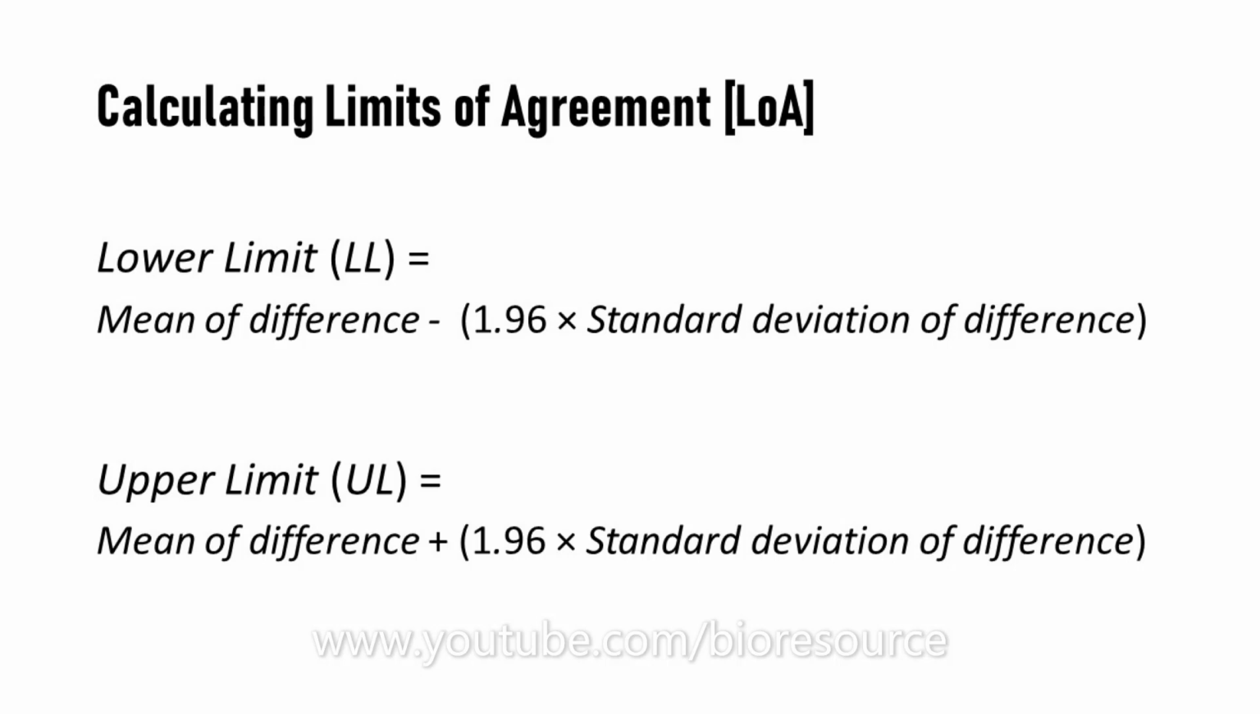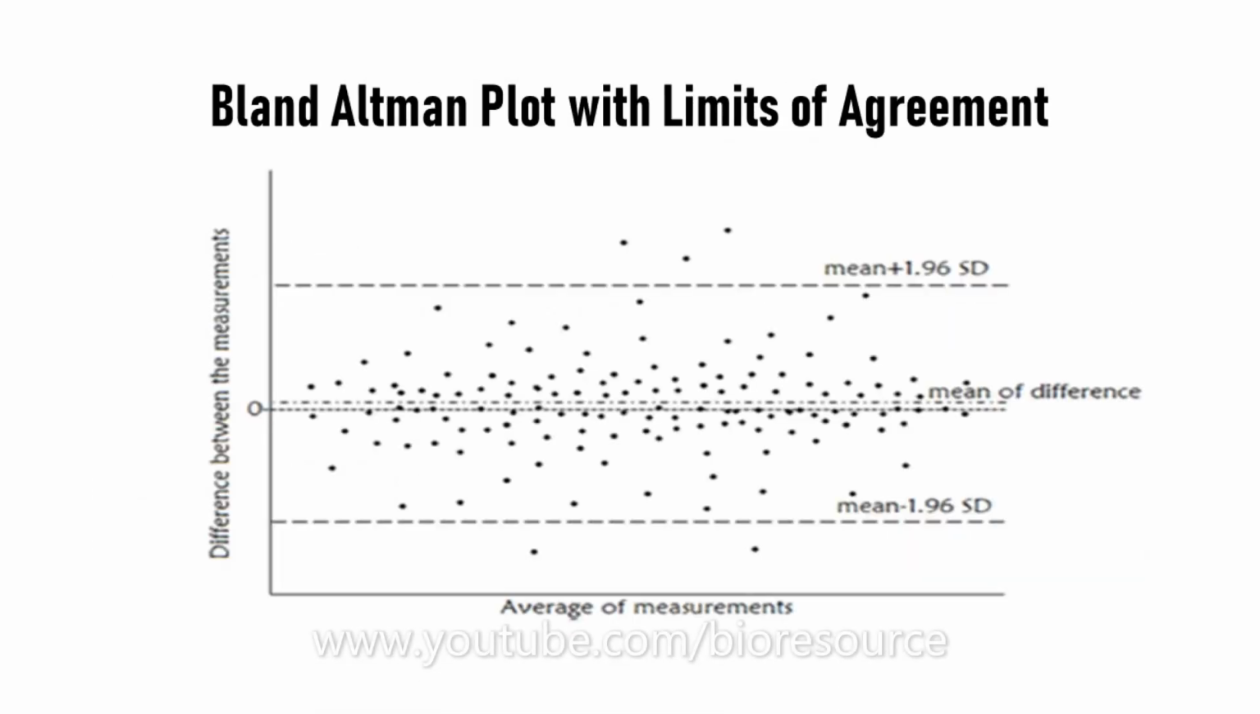In the limits of agreement, we have the lower limit of agreement and the upper limit of agreement. Generally, the lower limit is mean difference minus 1.96 times the standard deviation of the difference, and the upper limit is mean difference plus 1.96 times the standard deviation of the difference. The reason for 1.96 is the 95% confidence interval.